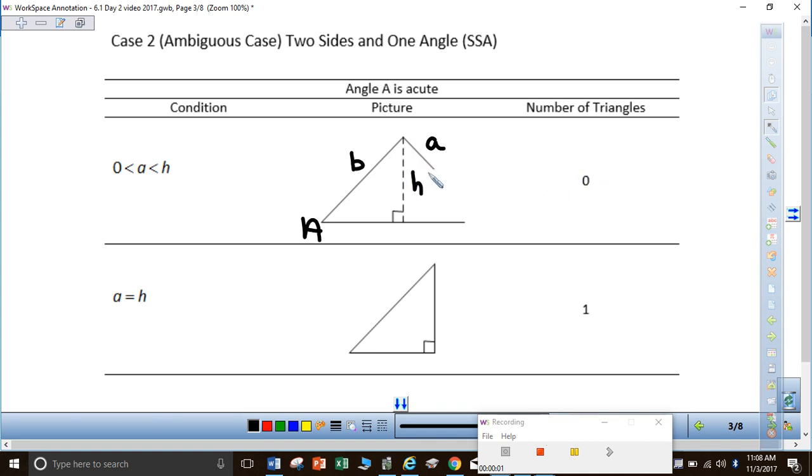So imagine this side here, no matter how you swing it or move it, it's never going to be enough to make a triangle. Second situation is if side A is equal to the height, you get one triangle, and it happens to be a right triangle.